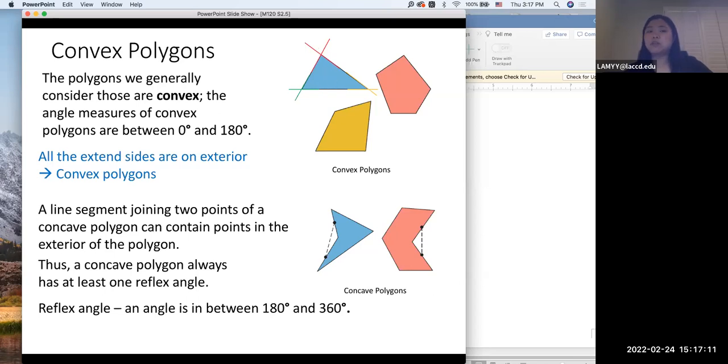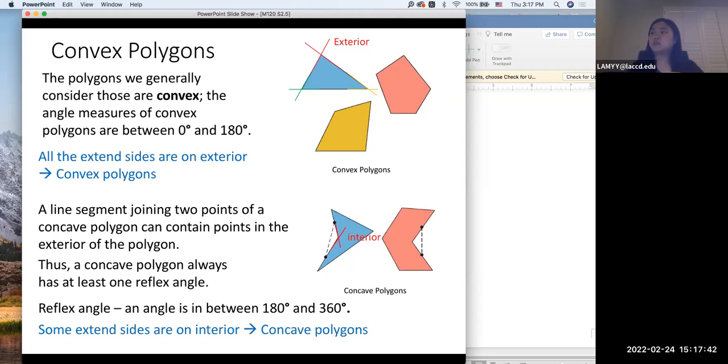Okay, one more time. If this is a convex polygon, when you extend the lines they always stay in the exterior. So this is going to be a convex polygon. And here, if I try to extend the lines like this one, you can see my lines are going to be in the interior. Okay, if the line is going to be in the interior, then that will be a concave polygon.